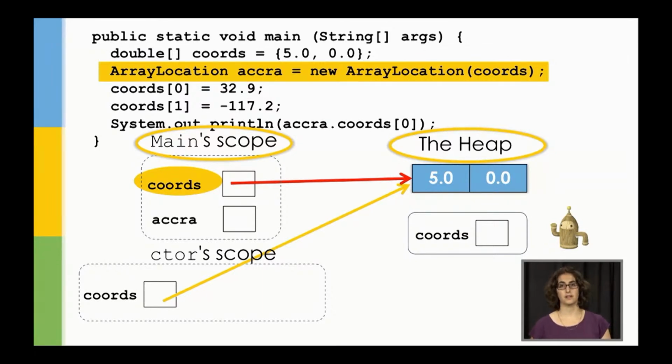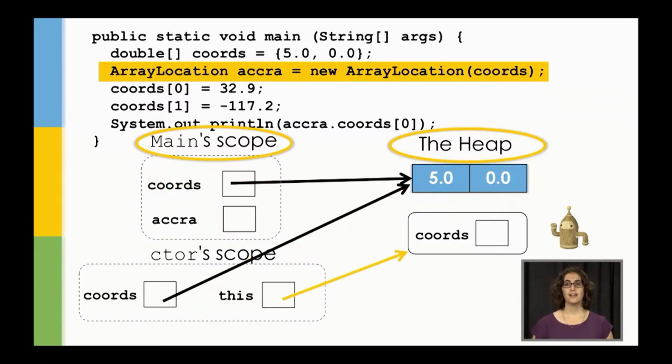So when we call the ArrayLocation constructor, we're creating a new scope for the constructor. We've got a variable in there that is the parameter to that method, and that variable is initialized to the value that was passed in, which is a reference to the array in the heap. Now we need to remember one more thing when we have a constructor, and that is that we want a variable as well in the constructor's scope called this.